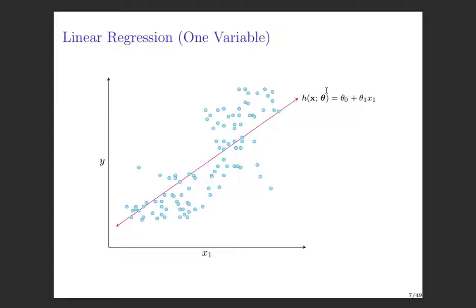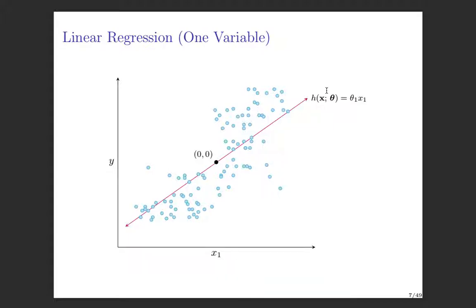Okay, so a line has two parameters, right? The y-intercept and its slope. So when I say I need to find the line of best fit, that's equivalent to saying I need to learn the parameters of a line that minimizes error through that scatter plot.